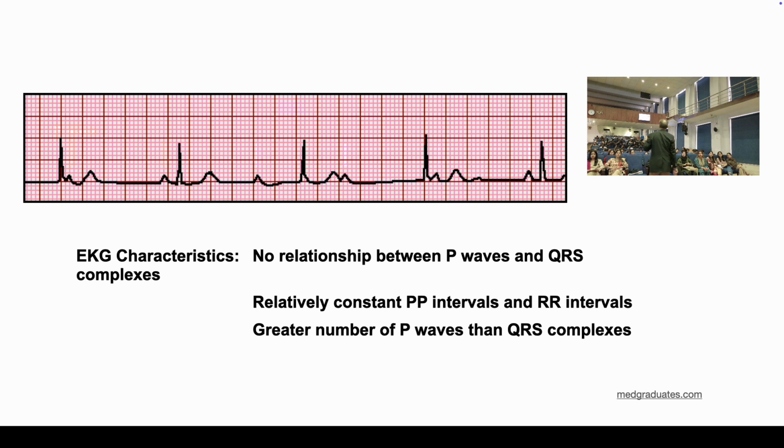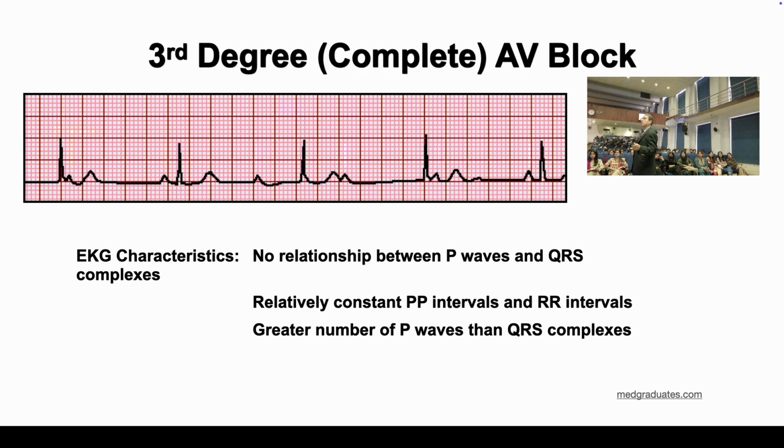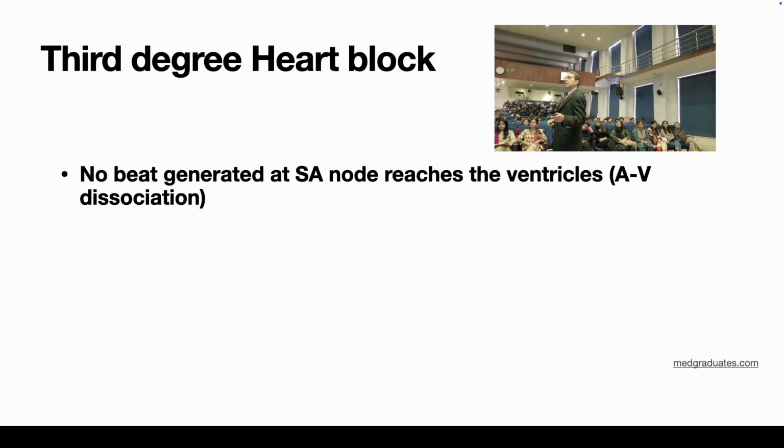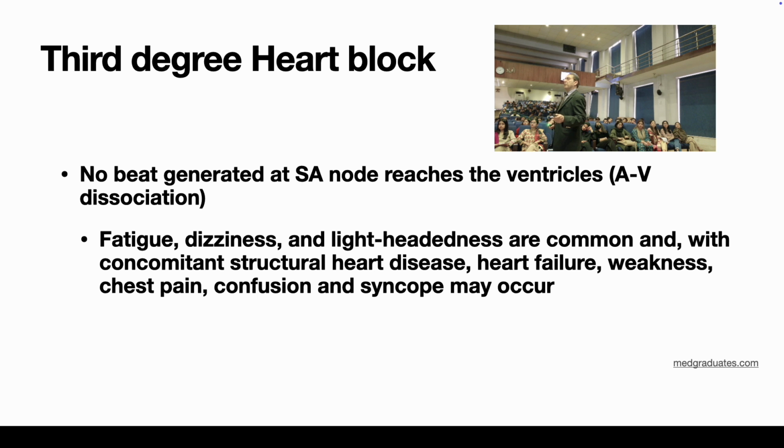Lung disease is one. So then definitely you are going to answer that I would look for this. What are you going to look for? For that you need to know: no beat generated from the SA node reaches the ventricles. The patient may have fatigue, dizziness, lightheadedness, with concomitant structural heart disease, heart failure, weakness, chest pain, confusion, syncope. So with the ECG, you would like to have this history. If the patient is unstable, put a pacemaker.